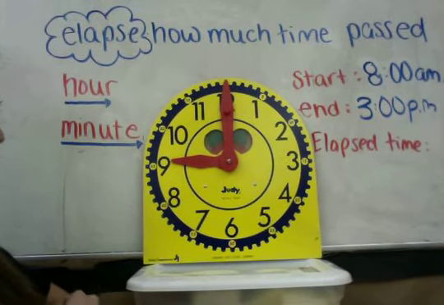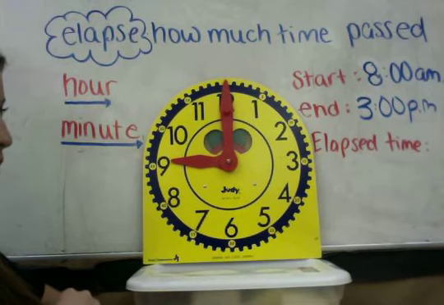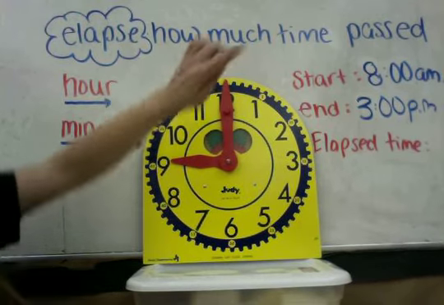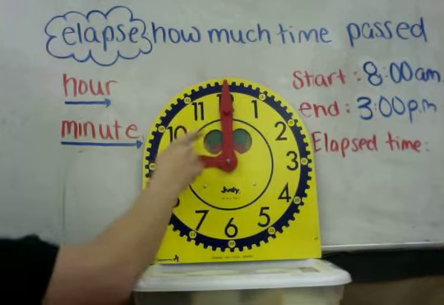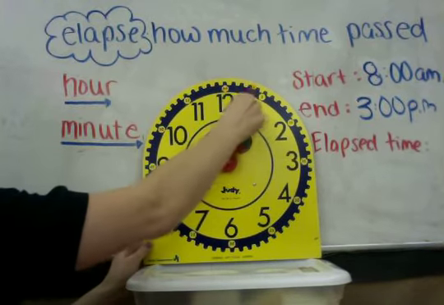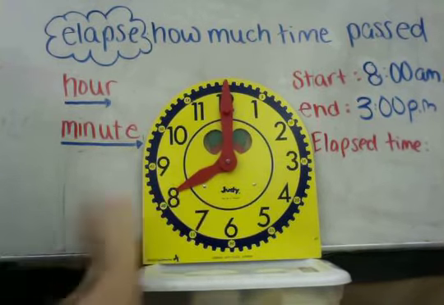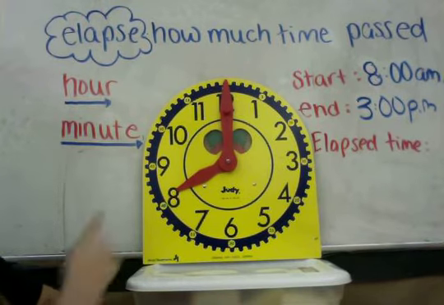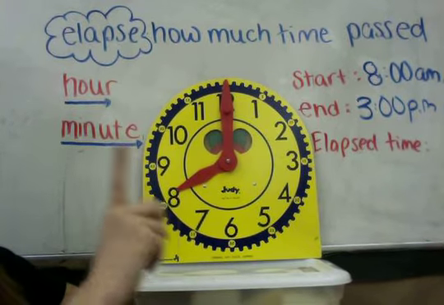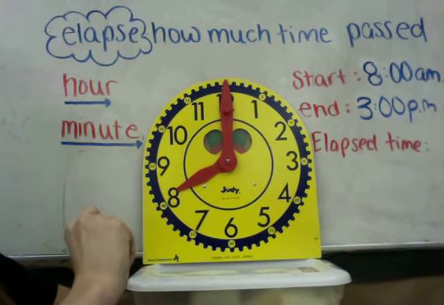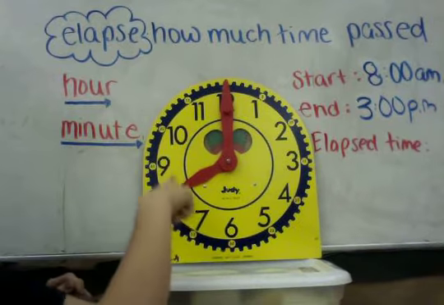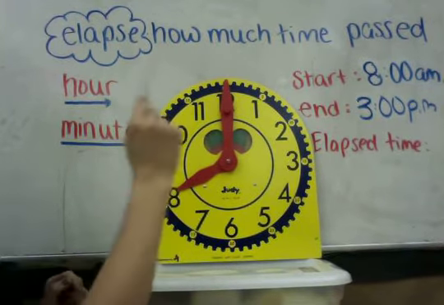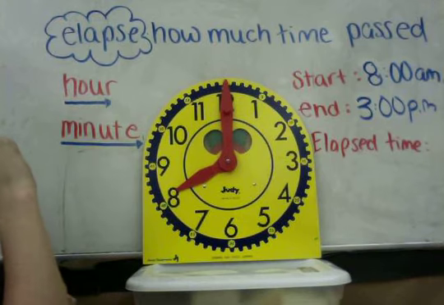Where am I going to move my hour hand and minute hand on my clock? Exactly. I need to start at 8 o'clock a.m. So what I'm going to do is bring my hour hand back to the 8 and my minute hand back up to the top up here. This shows 8 o'clock, and we need to remember that is a.m. in the morning. Now I'm going to go around the clock, and each time I make a complete circle, that's going to be 1 hour. So I want you to count with me.